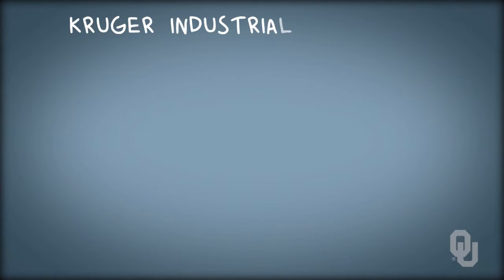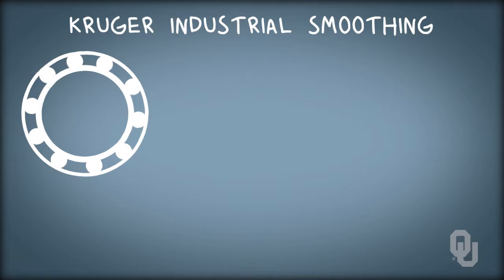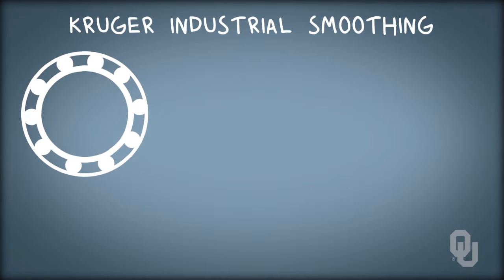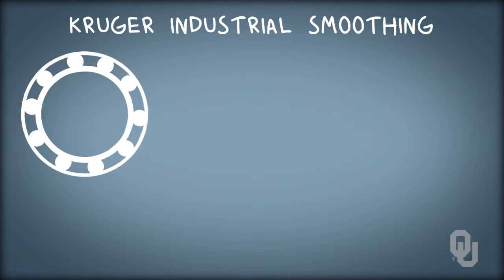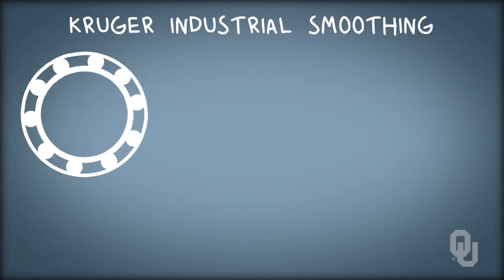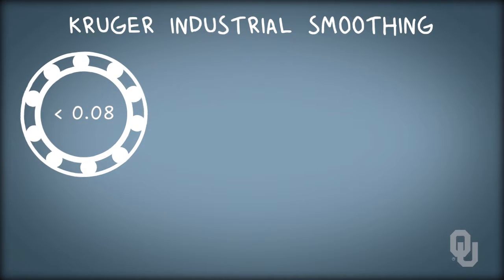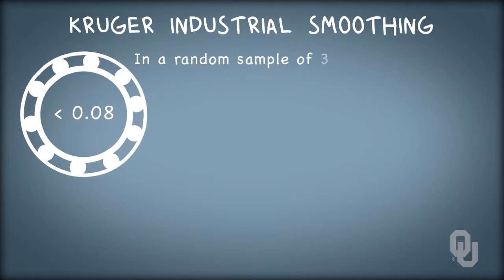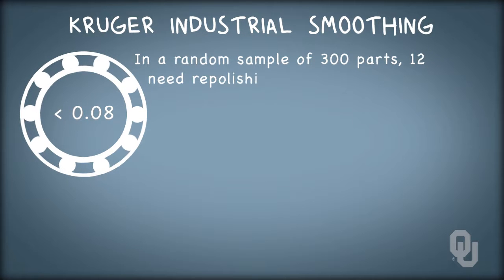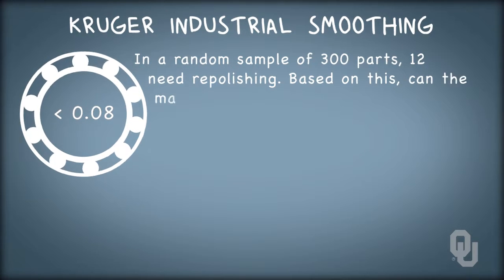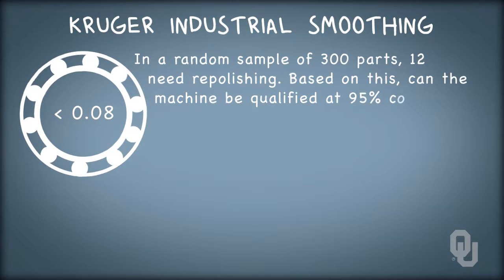At Kruger Industrial Smoothing, ball bearings undergo 4 operations, the last of which is polishing, and then inspection takes place. The inspection process determines whether or not the bearing should be repolished. A polishing machine will be qualified for use if it can be shown to produce less than 8% of bearings that need repolishing. In a random sample of 300 parts, 12 needed repolishing. Based on this sample, can the machine be qualified at 95% confidence?